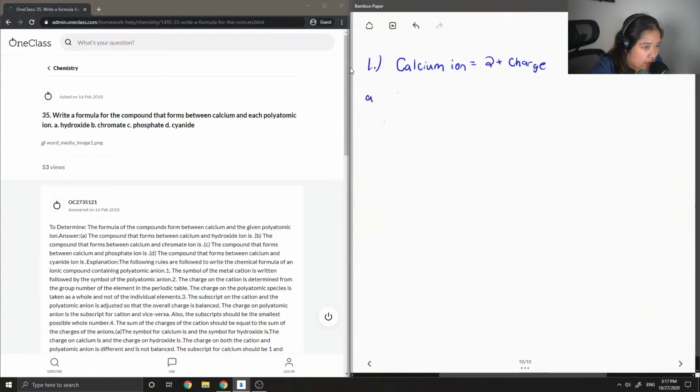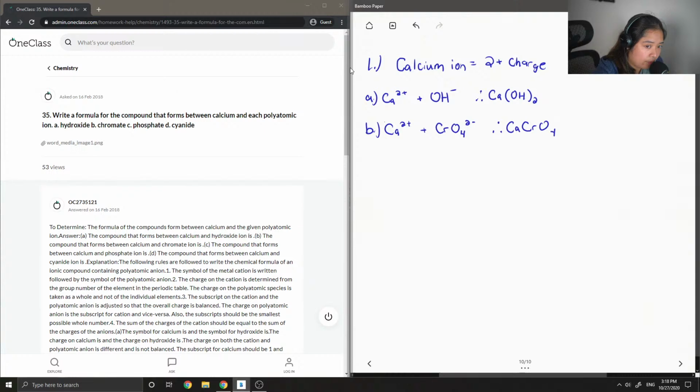Let's look at the different polyatomic ions it will form. For calcium 2+ and hydroxide, the hydroxide ion has a -1 charge, so we need 2 hydroxides for a compound. Therefore the first answer is calcium hydroxide, with a 2 there to show that we need 2 hydroxide ions for every 1 calcium ion. Next, let's do calcium plus chromate. The formula for chromate is CrO4, and its ion has a 2- charge, so it will form at a 1-to-1 ratio to get calcium chromate.